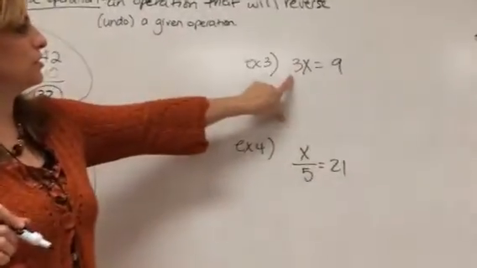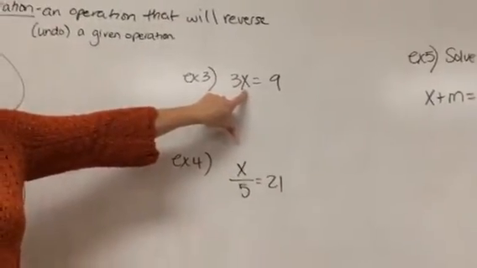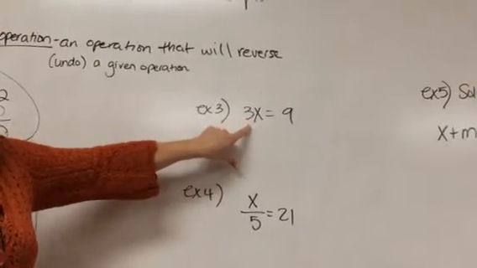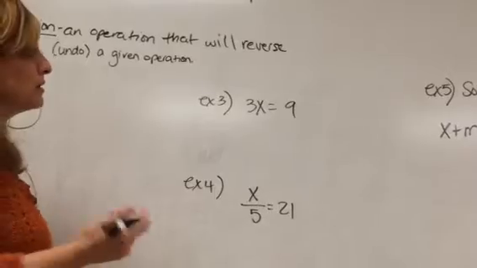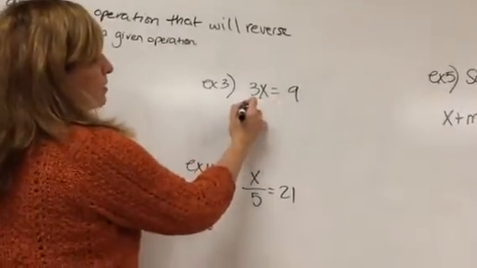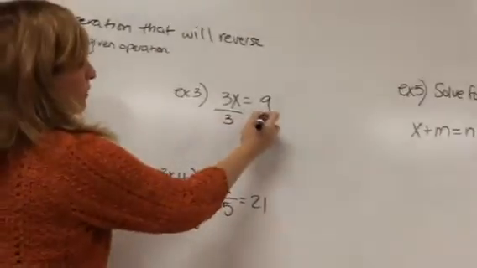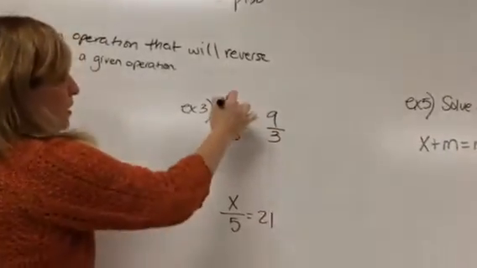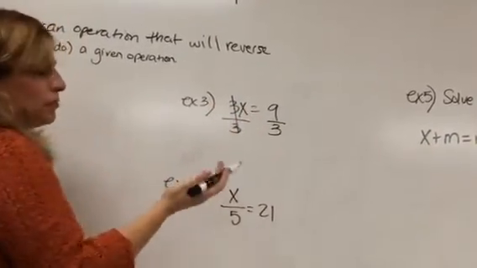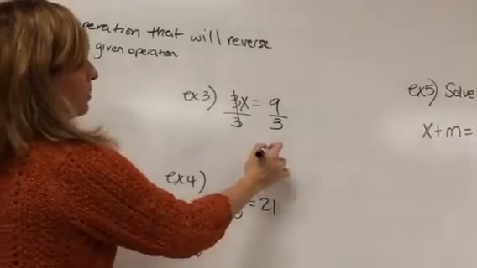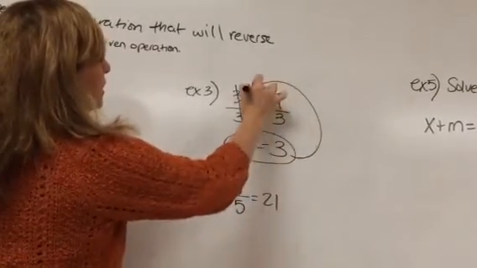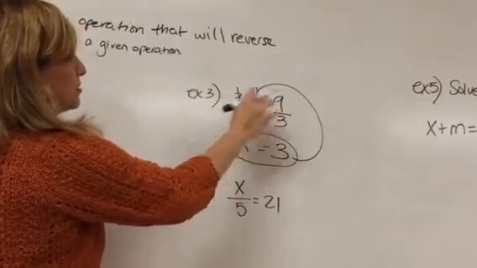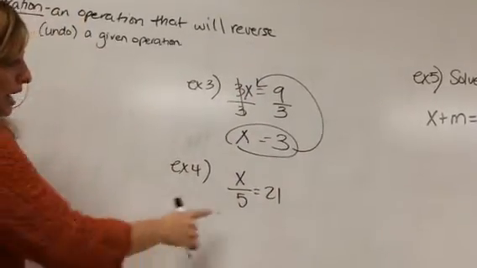Okay, what is the operation here that's happening with this x? What do you notice about the operation? It says 3 times x. So what's the inverse of times? We're going to divide, because the operation that's the inverse of multiplication is division. The 3's will cancel. 3 divided by 3 is just 1. 9 divided by 3 is 3. So x equals 3. That means if I go in and plug in x equals 3 here, 3 times 3 is 9. That's correct.